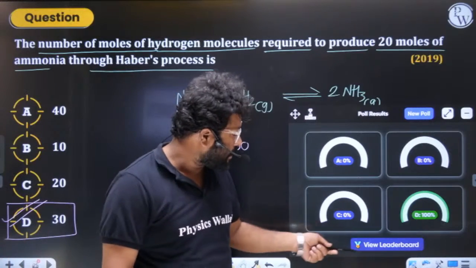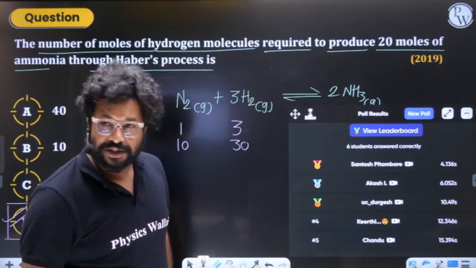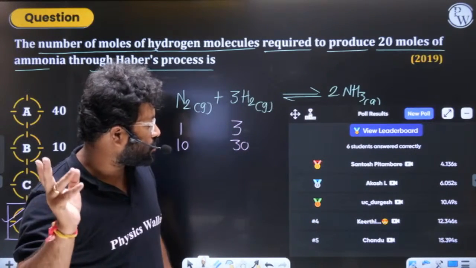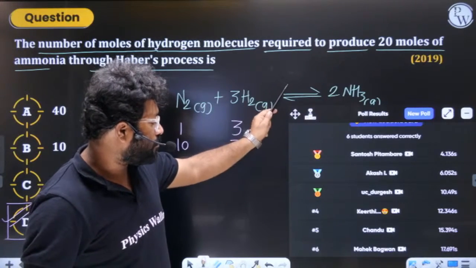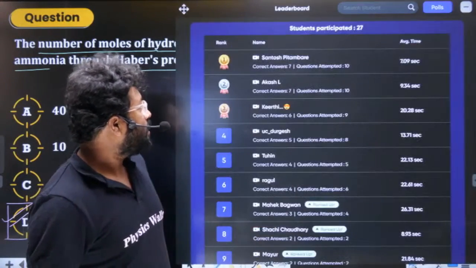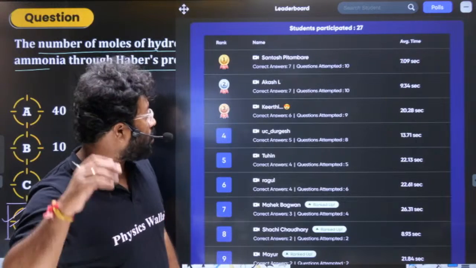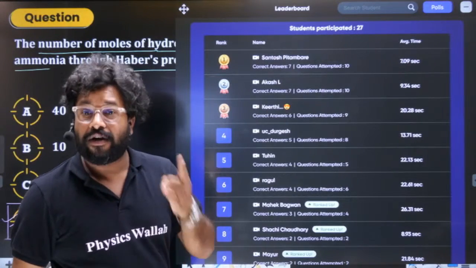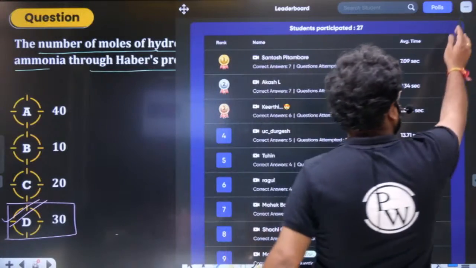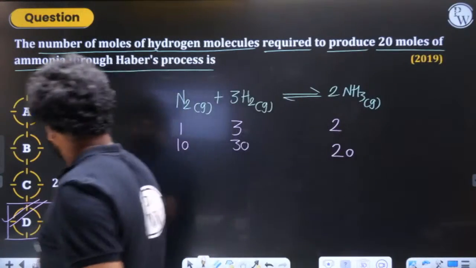100% people have answered it correctly. Very good. 6 students have answered it. Fantastic. Santosh, Akash, Durgesh, Kirti, Chandu and Mahak. Okay. Santosh Pitambar is right on top. Akash is on second. Kirti is on third. Very good. Fantastic. Let's see the next question now.